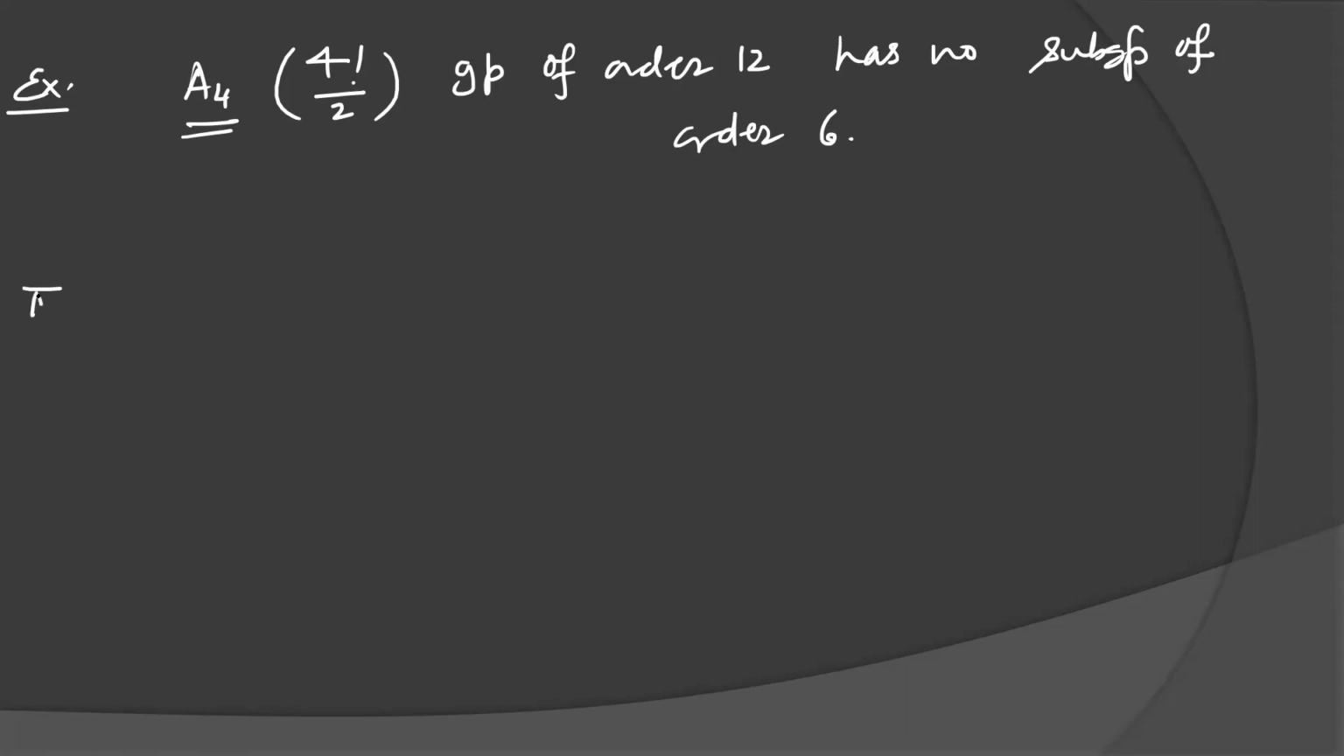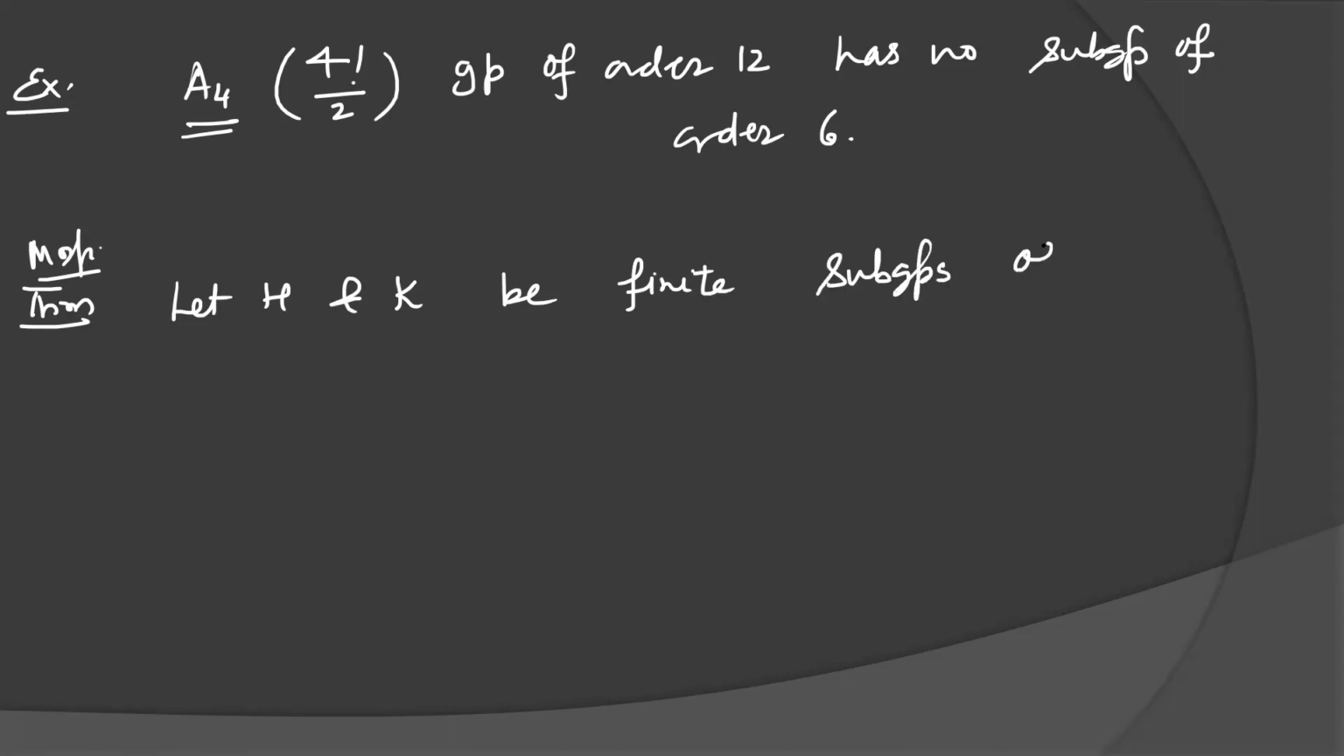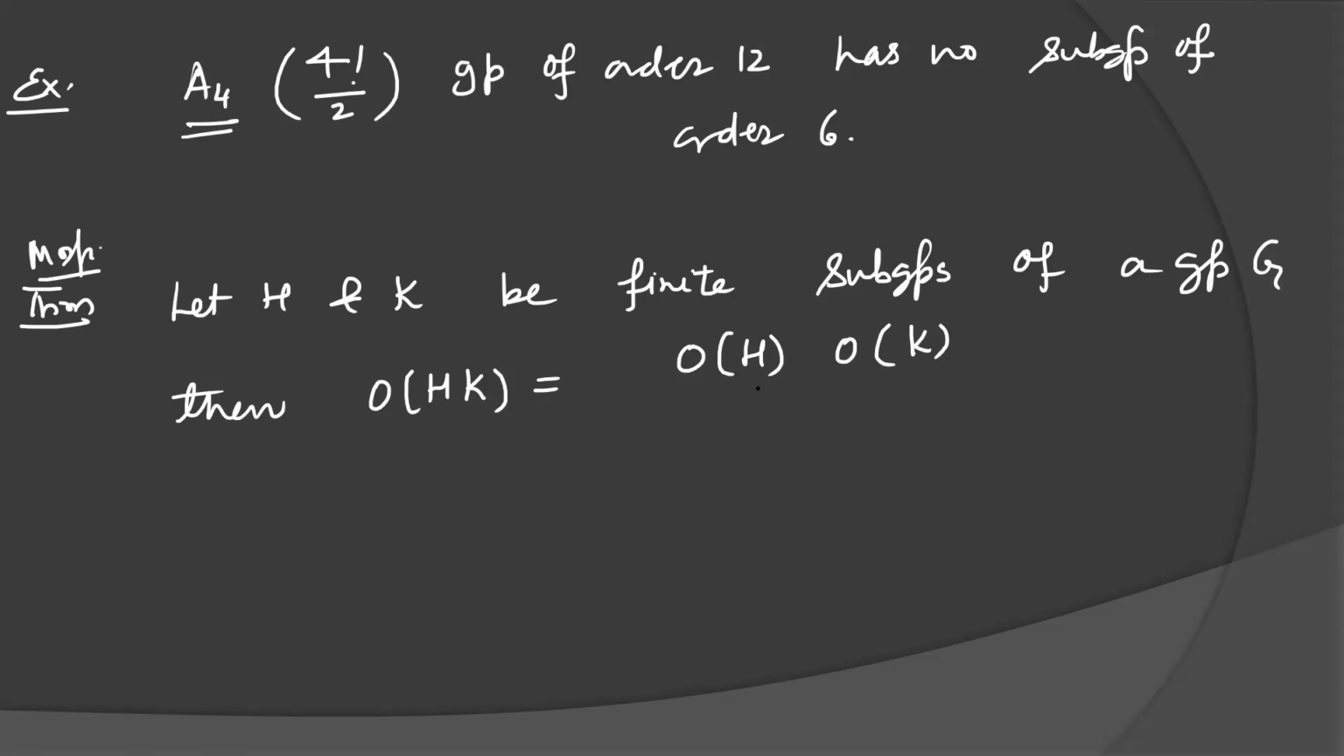Okay, the next theorem I'm giving you as homework. This is also a most important theorem. Let H and K be finite subgroups of a group G, then the order of HK, the product, is equal to the order of H times the order of K over the order of H intersection K. Last time one question was asked on this theorem.